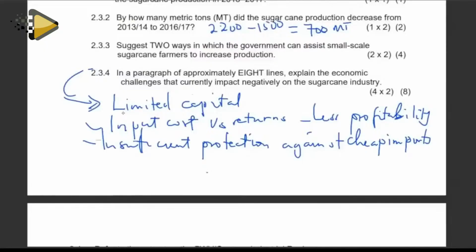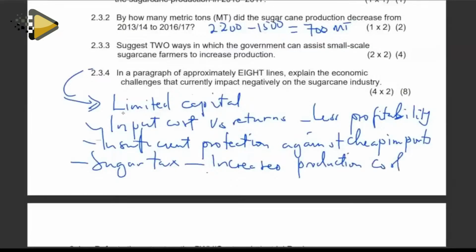Right. So we can also look at sugar tax. The sugar tax is increasing production costs. Whenever the government is imposing the sugar tax on the farmers, it is ultimately adding to the cost of production. And as a result, if the farmers are paying more to produce the sugarcane, then they are suffering at the end. Their cost will become higher than the benefits that they are going to reap after selling the products.